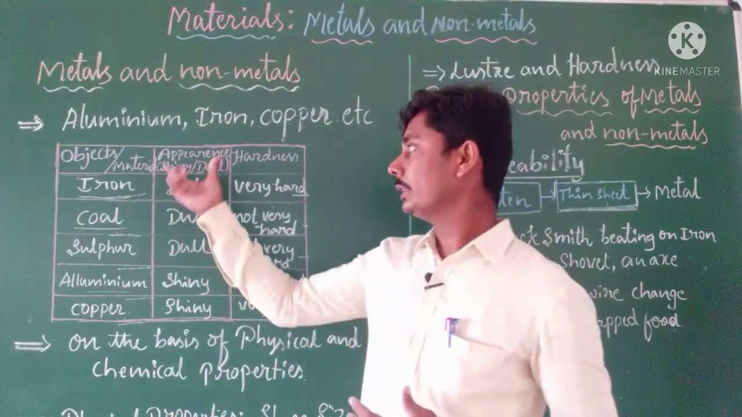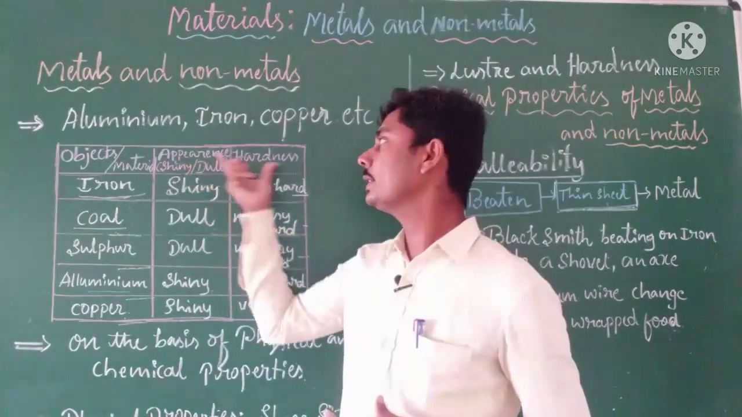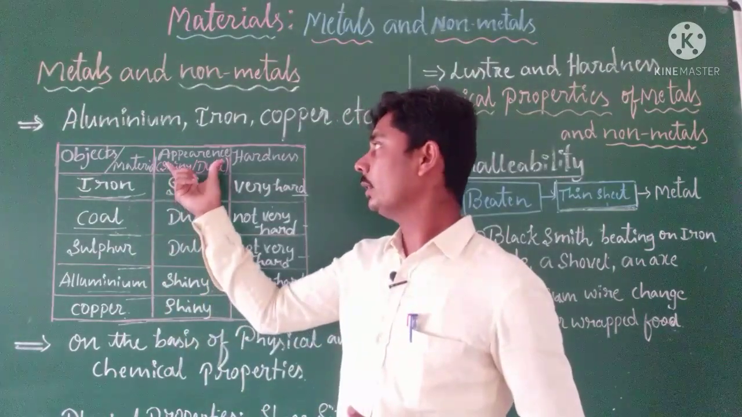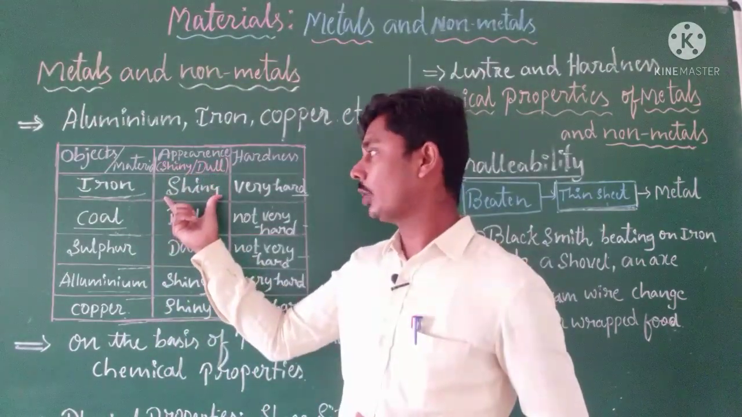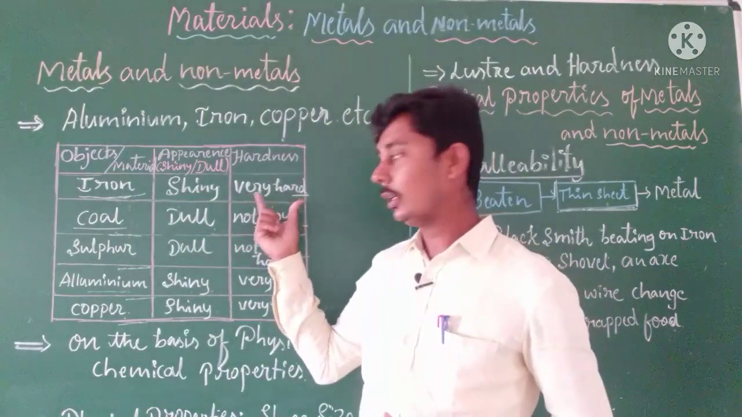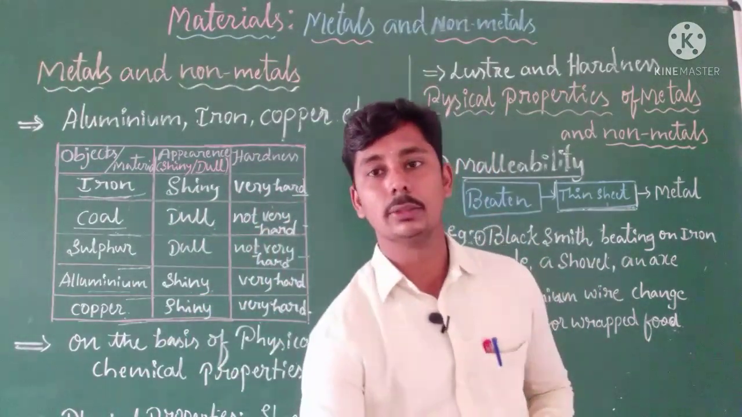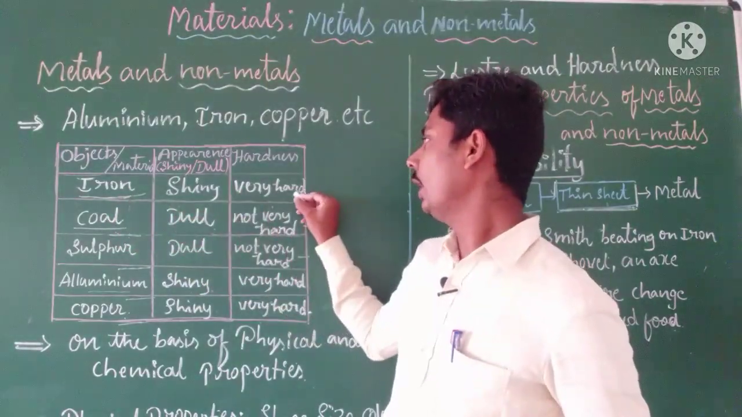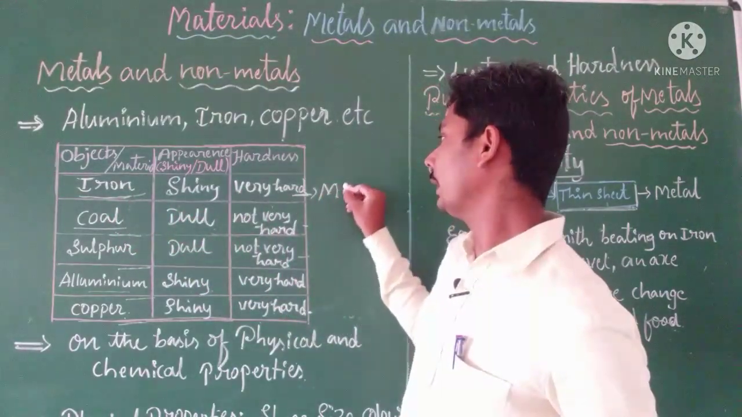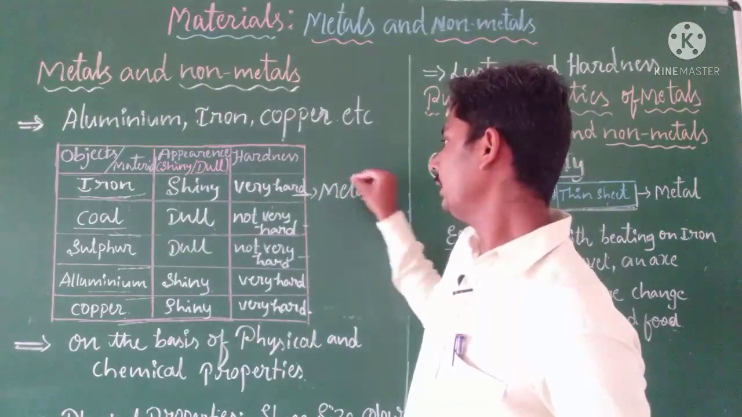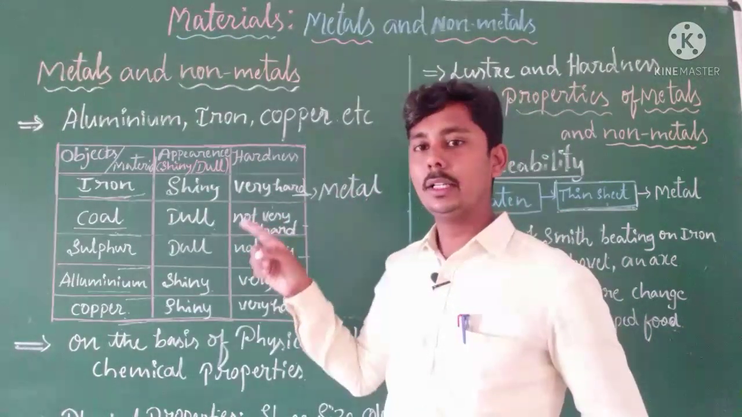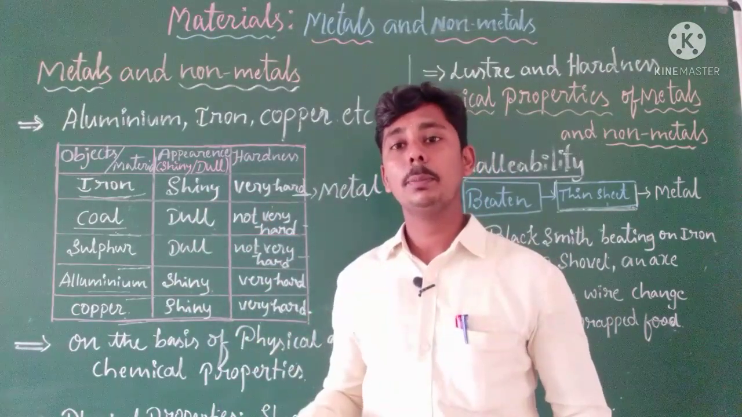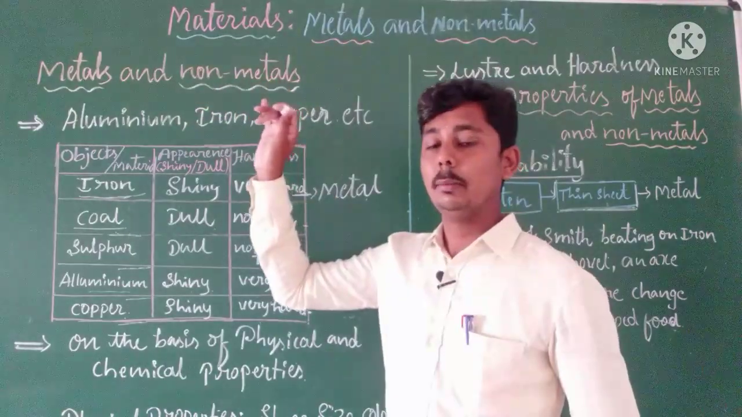I say now this appearance and hardness, these are the physical properties of the materials. Okay, materials which have the physical properties of a shiny nature and very hard, that one is a metal. Okay, iron shows a shiny nature and is hard, this is called a metal. Shininess and hardness are the physical properties of metals.